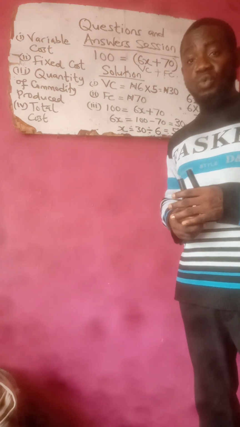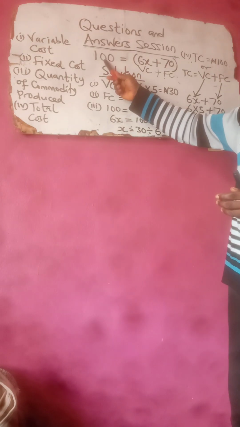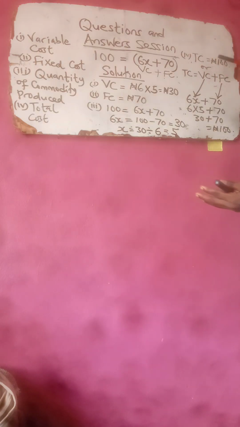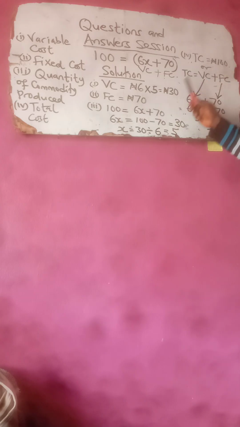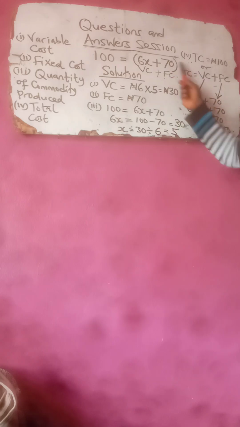This one also does not require any working. Total cost is 100 naira here. Alternatively, if you want to carry out the workings, total cost equals fixed cost plus variable cost, or variable cost plus fixed cost. What is the variable cost? The variable cost is already 30 naira. Added to the fixed cost of 70 naira, you have a total of 100 naira. That is if you want to carry out the working in this way.